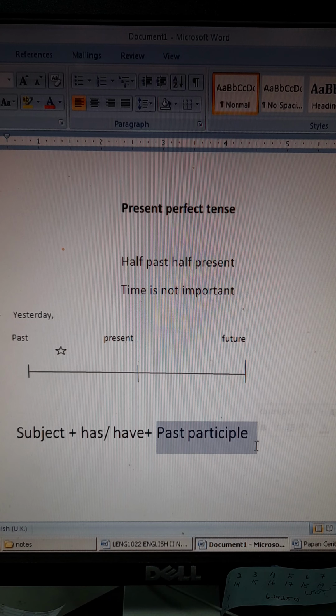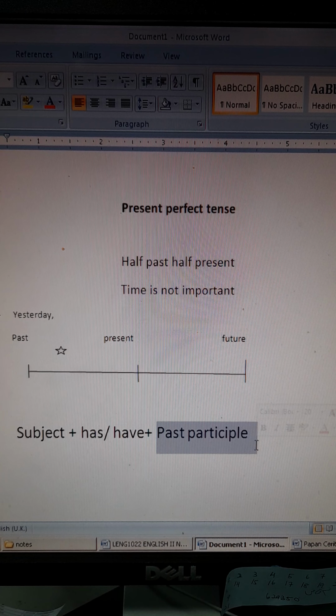As we did last week, the past participle here is referring to the highest degree, in which we are explaining a complete action without time expression. Alright, this is the past participle. So technically, this is the half past. So the meaning of present perfect tense is subject plus has or have plus past participle. Okay, this is what I mean by half past, half present.